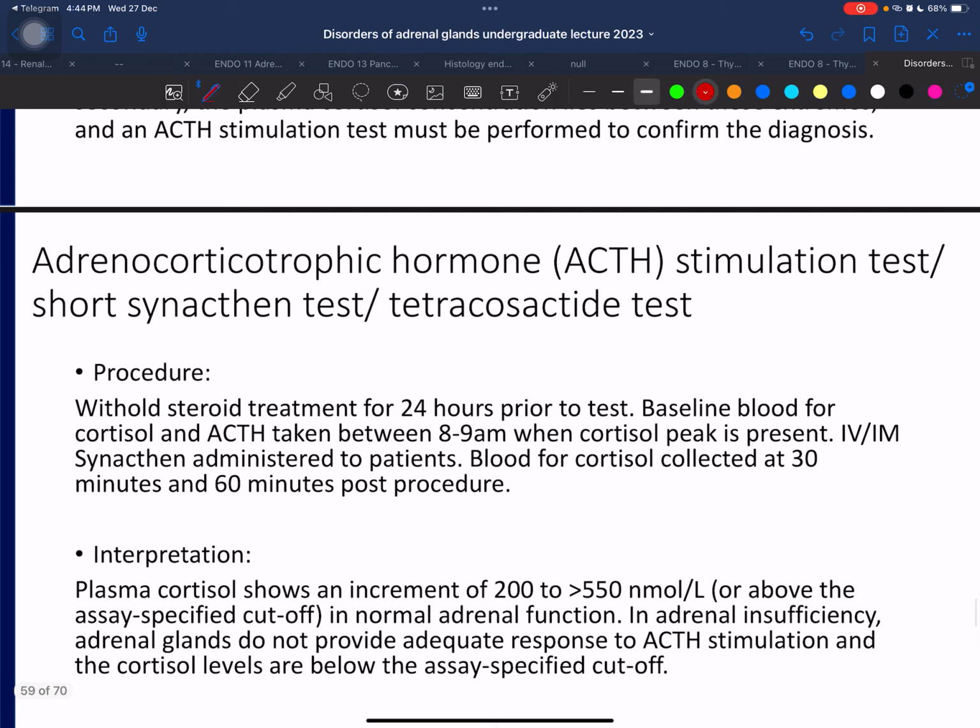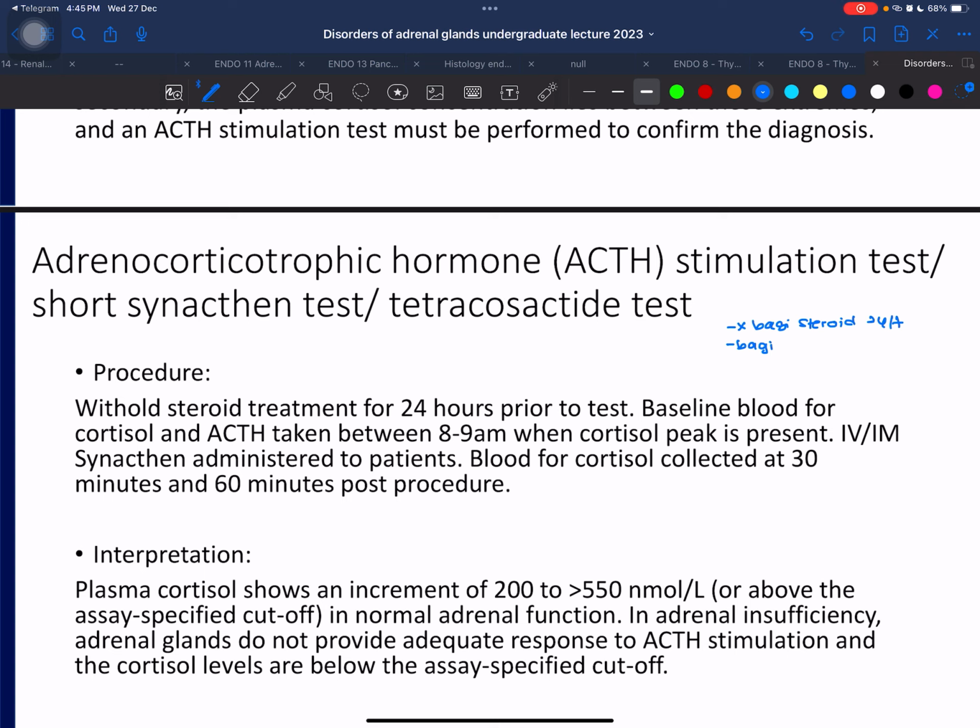That's why it's also called the short synacthen test. After you've given the patient synthetic ACTH, you collect the patient's cortisol at 30 minutes and 60 minutes. So in normal people, what happens? The plasma cortisol will be increased because you give ACTH, right? Normally, if you have normal healthy adrenal glands, the ACTH will stimulate your adrenal glands to produce cortisol, correct?